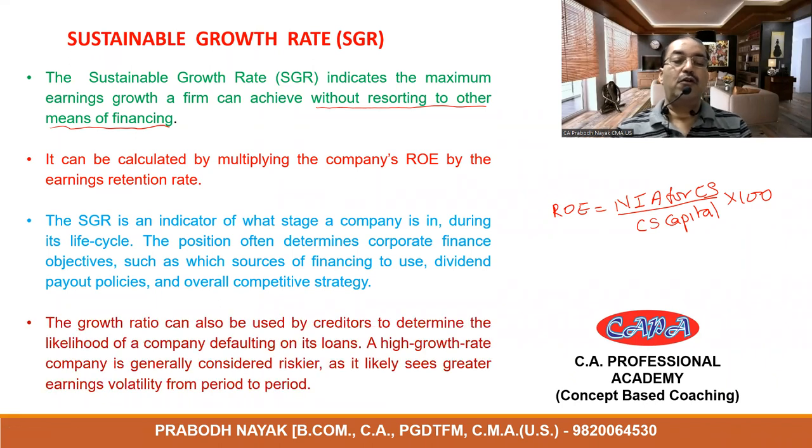The growth ratio can also be used by creditors. Why? To determine the likelihood of a company defaulting on its loans. The company is moving at a very fast pace. Many times we find, they say, wow, the company is really growing at a very fast rate, that in a span of 2 or 3 years, it has just expanded like anything. Growth rate is fantastic. Growth rate is 60%, 70%.